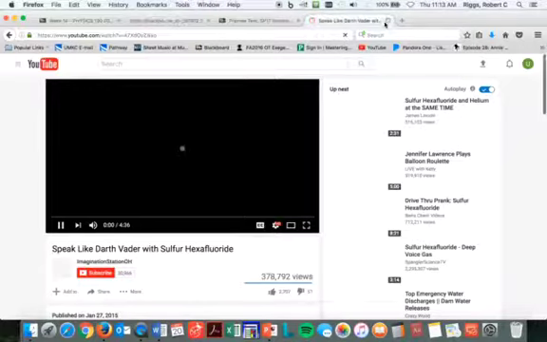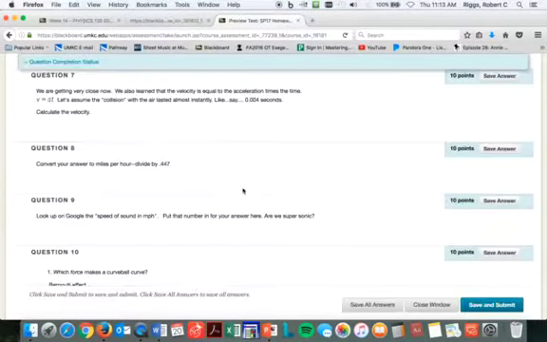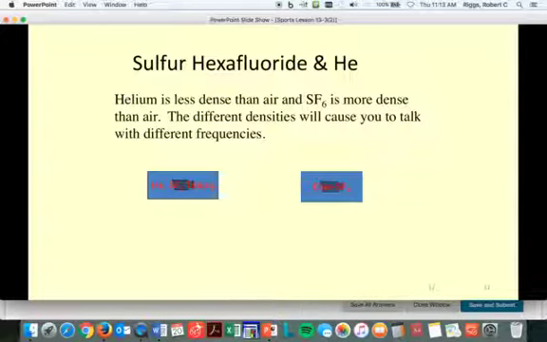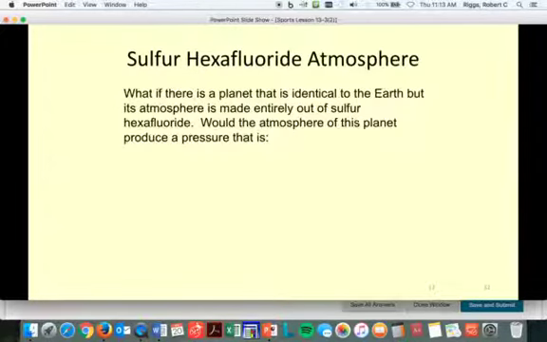Okay, so that's pretty good. Imagination station. All right, so does it cause you to talk with different frequencies? A lower frequency, because the sound wave is probably going to stay about the same. Lower frequency, deep voice; higher frequency, high voice.